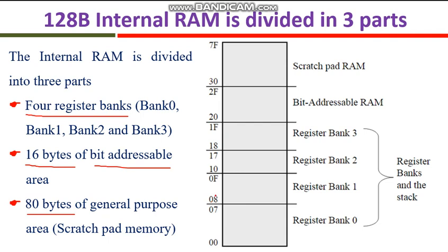So you can see here, this is our RAM, 128 byte, out of which 32 bytes, 8 plus 8 plus 8 plus 8, are used for banks, 16 bytes are used for bit addressable area, and the remaining 80 bytes are used as a scratch pad.